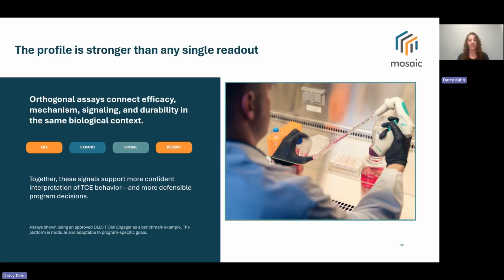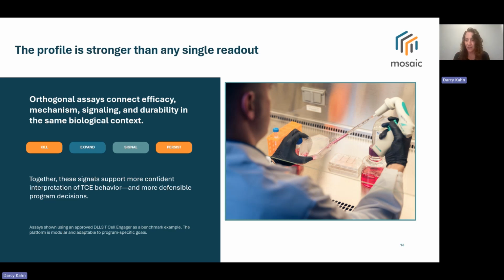So I think after showing all of that data, maybe we just step back and put it all together, because no single assay in isolation tells you the whole story, and that's part of what we're trying to describe today. What we're offering here is that orthogonal functional readouts give you a cohesive view of TCE activity across efficacy, mechanism as well as durability.